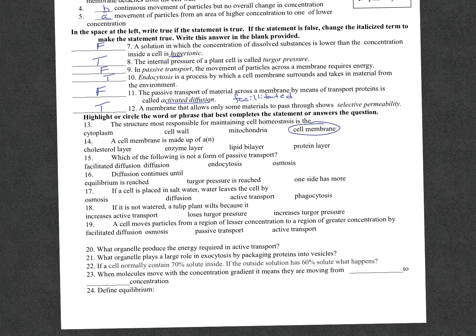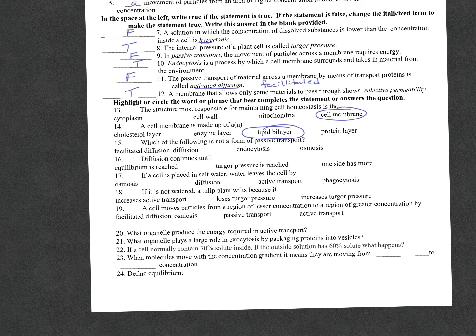The cell membrane is made up of a lipid bilayer. There's no layer of cholesterol, there's no layer of enzyme, and there's no protein layer. There are proteins and cholesterol and sometimes enzymes in the membrane. That's true, but there's no layer of them. So that's what makes these wrong. There's no layer, no layer, no layer.